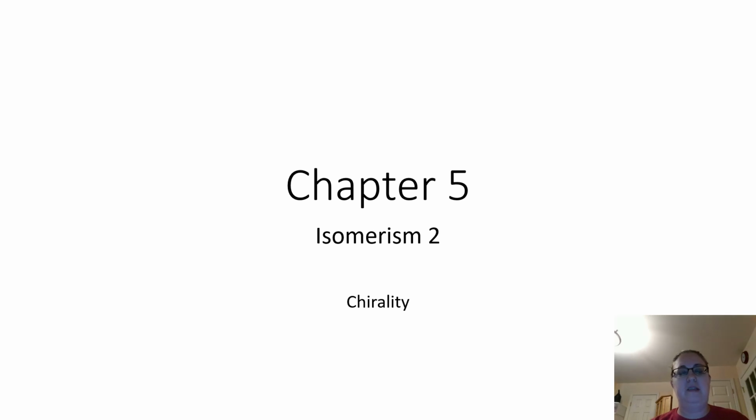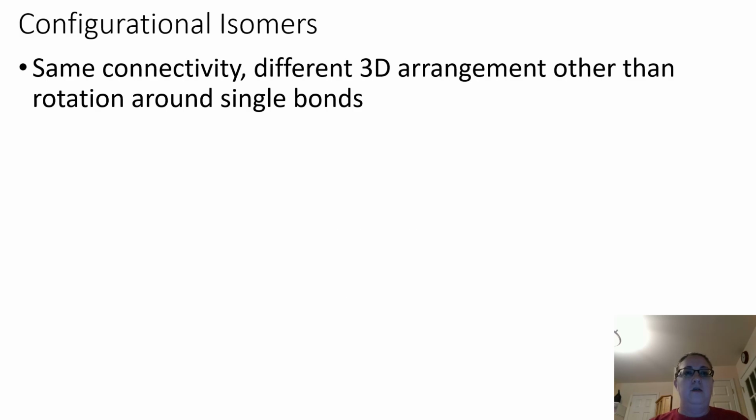Chapter 5, we're going to be revisiting the topic of isomers and putting a little bit more context into it. In this first part, we're going to be talking about the chirality of molecules. So we're going to be looking once again at configurational isomers.